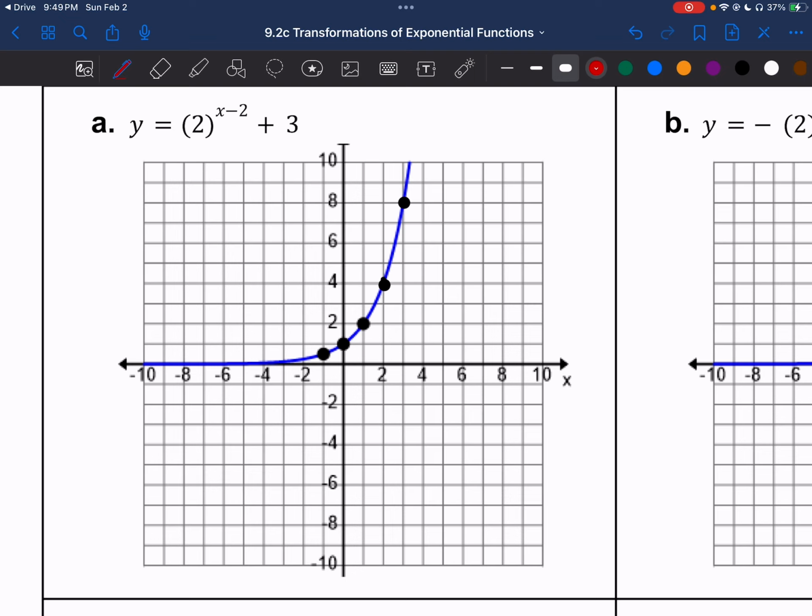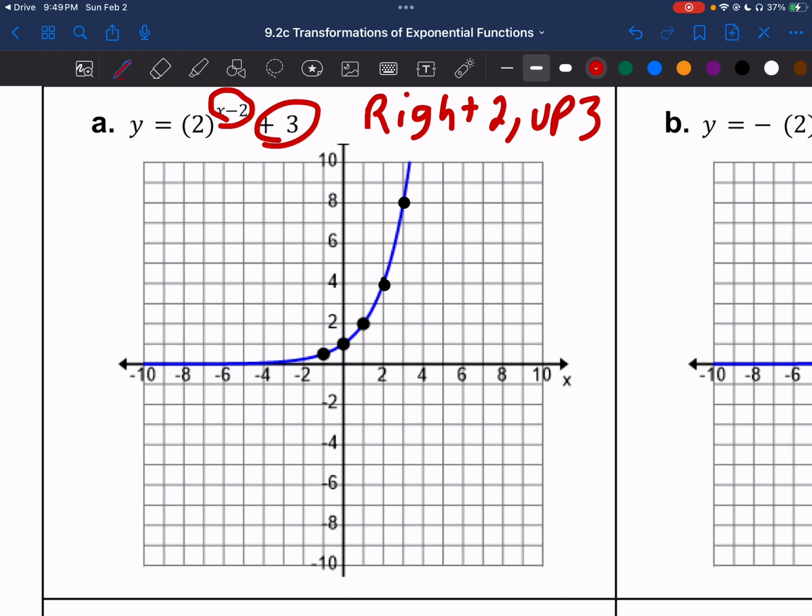So identify what are the things that are happening here, because there could be multiples. The first thing is we have a -2 there. We have a +3 here. So we're going to the right 2, and we're going up 3. So each point is going to go to the right 2 and up 3.